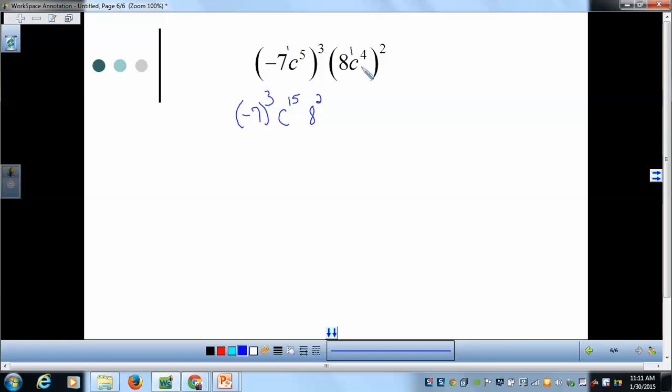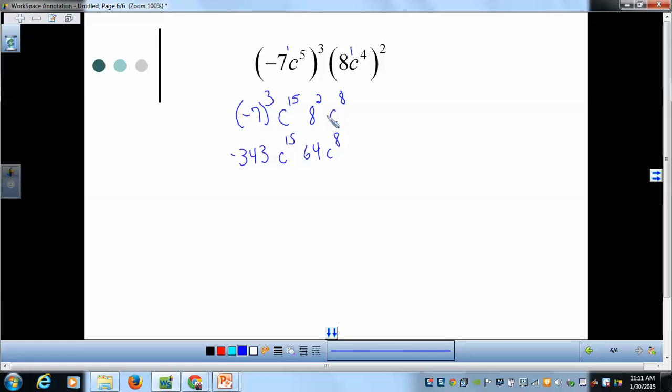Now I'm going to go back to this problem. Now I have 2 groups of 4 here. So now I know that I have c to the 8th power. Now I just do these individually. So -7 to the 3rd power is -343, and then I have c to the 15th, 8 squared is 64, and then c to the 8th.